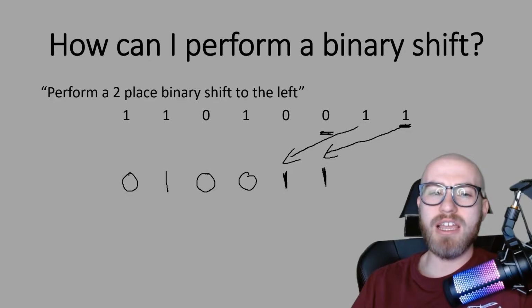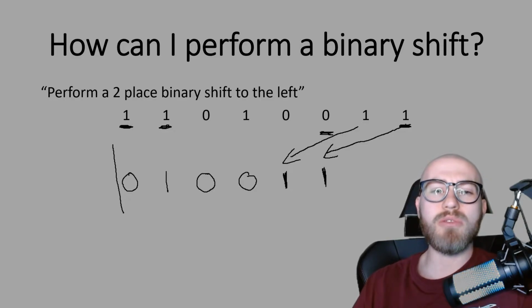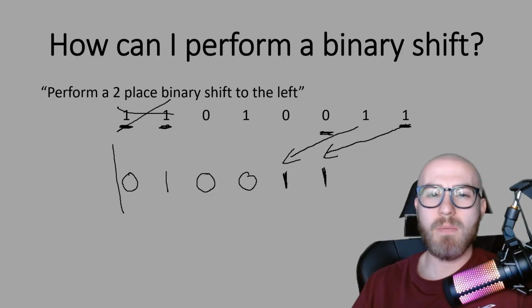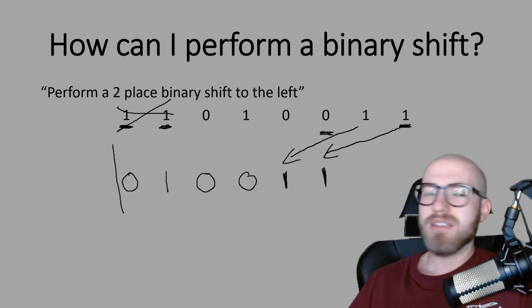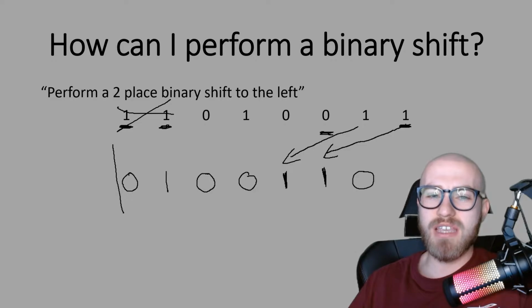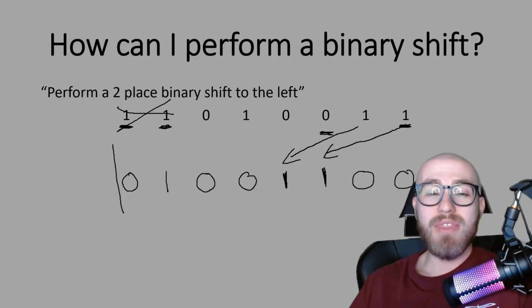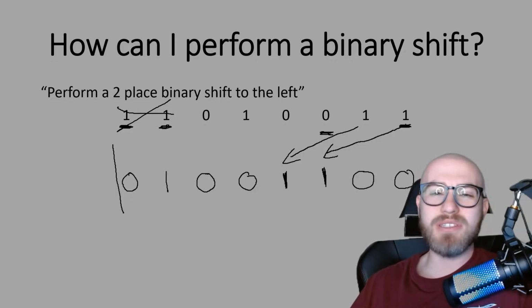Now, unfortunately, these 2 have fallen off the end. Okay, they have gone too far. We want to keep this as an 8-bit binary number. So those 2 have disappeared. But that only leaves us with 6 bits filled in, and we've not done anything with the side on the right. So what we're going to do is just fill it with zeros. And that's it. It is as simple as that.